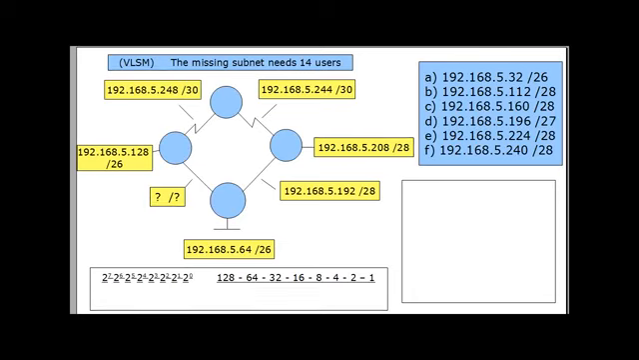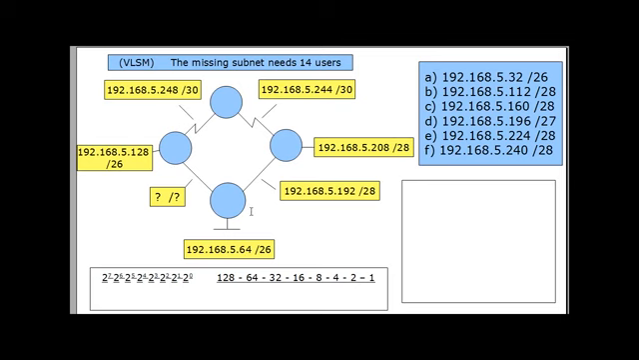Okay, this tutorial is about solving a variable length subnet mask problem for the Cisco CCNA. Now this example right here is an example of one of the harder types of problems you're going to find on the Cisco CCNA that relates to variable length subnet masks, or VLSM.